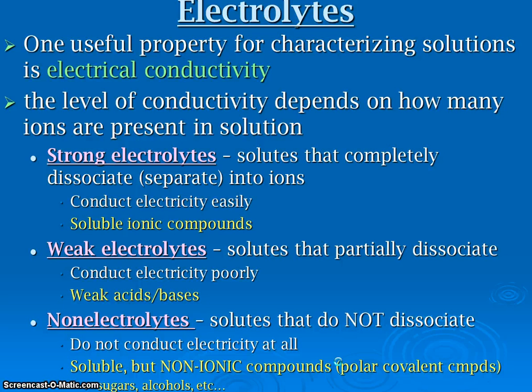We can have strong, weak, or non-electrolytes. Strong electrolytes are things made of ions, like ionic compounds, which completely break apart. Weak acids and bases are weak electrolytes: some of them will come apart into ions and some won't. Non-electrolytes would be things that are covalent compounds. They don't break apart into ions at all. They're just polar and therefore dissolve in water.